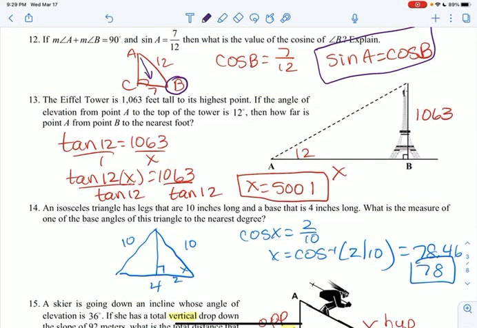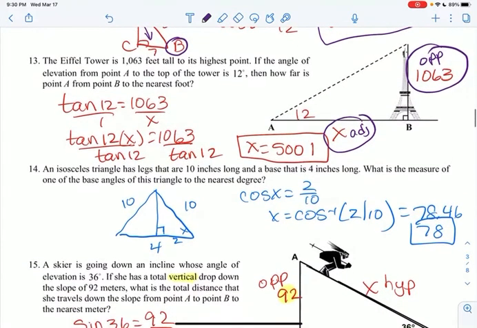13 is just a trig problem, so that angle of elevation is 12. Remember the angle of elevation always goes in the bottom corner there. And I'm trying to find out the distance from A to B. This is adjacent and this is opposite, so therefore I am using tangent. I set up my trig. Tangent of 12 equals 1063 over x. Put a 1 under there and cross multiply. And solve for x, and I get 5001.